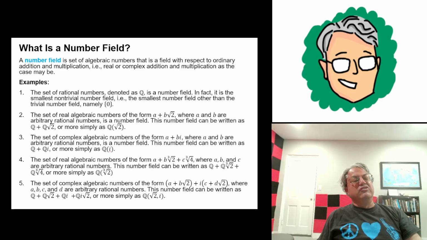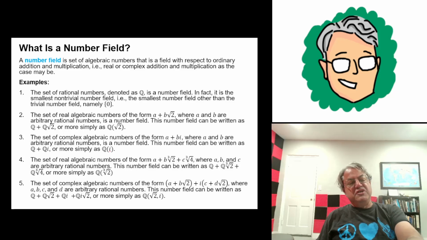And then you also have this set of algebraic numbers of the form a plus b times square root of 2 plus i times c plus d times square root of 2. So this is a complex field, a field of complex algebraic numbers. We could write it as Q plus Q times square root of 2 plus Q times i plus Q times i times the square root of 2. But it turns out that it has just two generators. These things inside the parentheses are called generators. I'll get to those next. But you can write this fifth, last example as Q adjoin square root of 2 and i. So these are all examples of number fields.